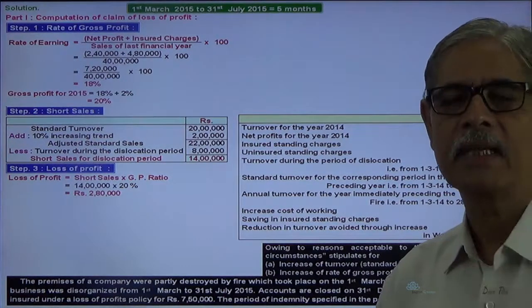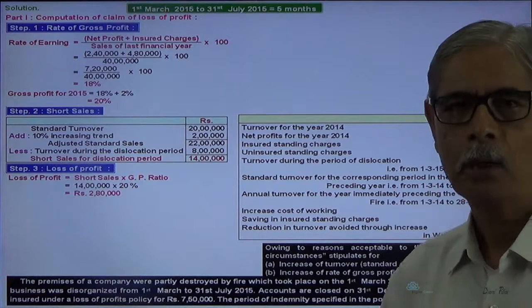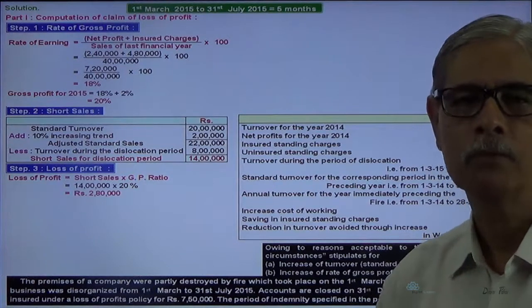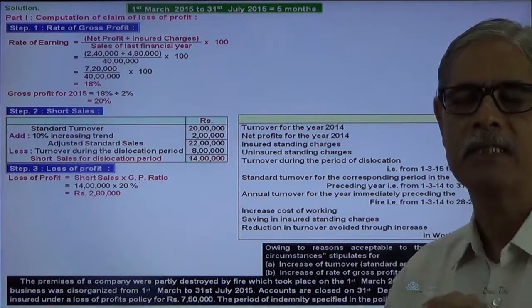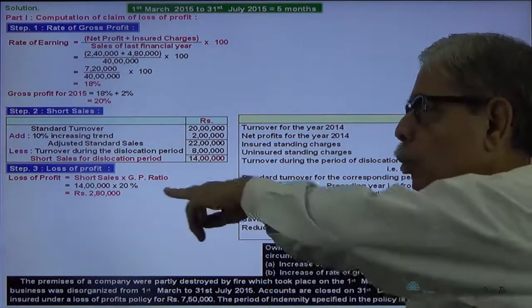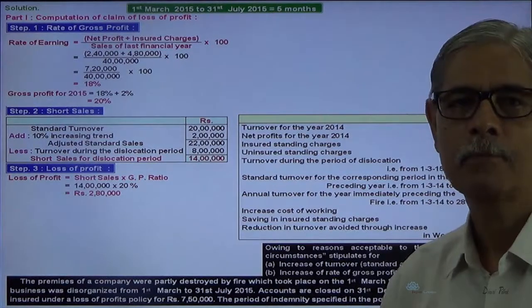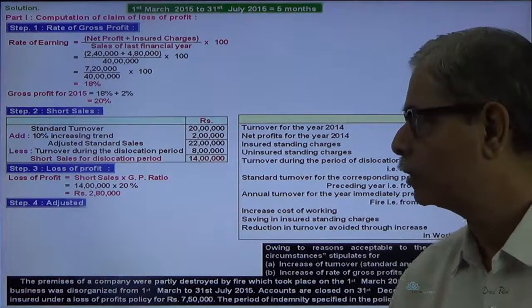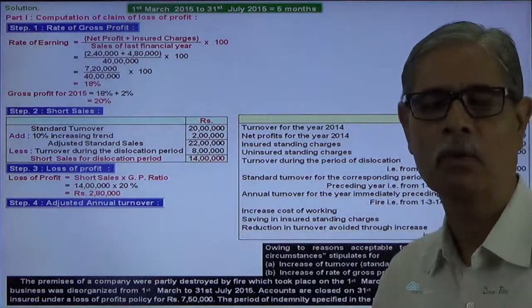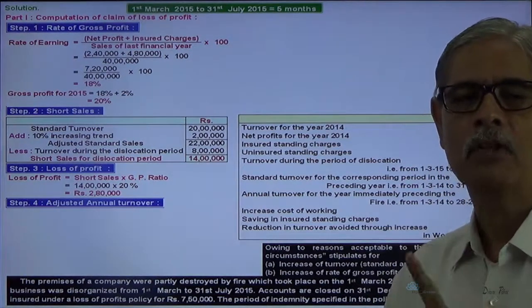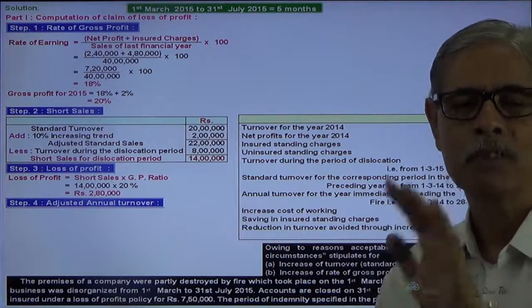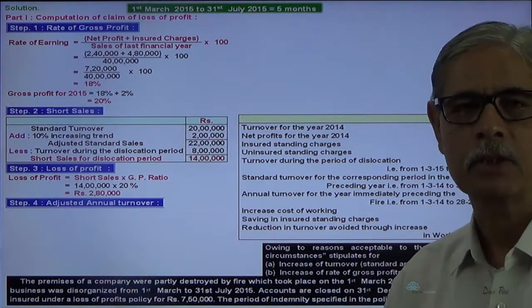Now this is the loss that has occurred to me. Now, I want to find out how much coverage insurance policy is required to recover this loss. For that I am required to find out the adjusted annual turnover. Adjusted annual turnover means turnover for 12 months till the date of fire subject to special circumstance clause.